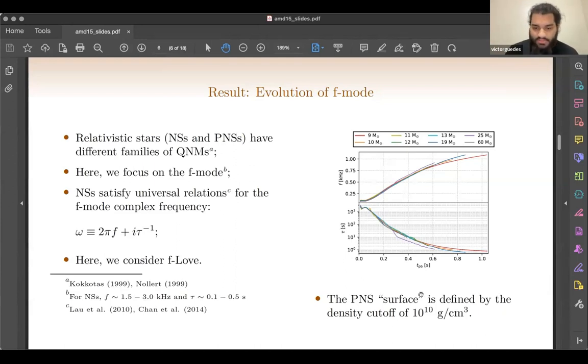Another thing that I would like to mention is that the surface of the proto-neutron star, which is not really a surface because we have a smooth transition between the bulk content and the outside materials. The surface is defined by a density cutoff. We can change this density cutoff, and that would change the frequencies and the universal relations as well. And I'll show that later.